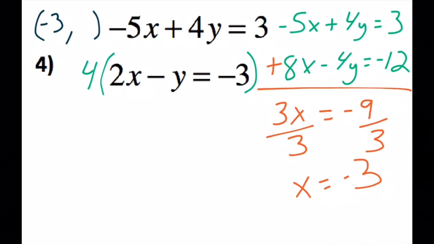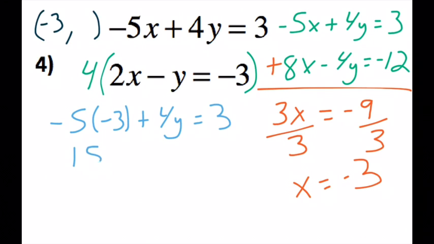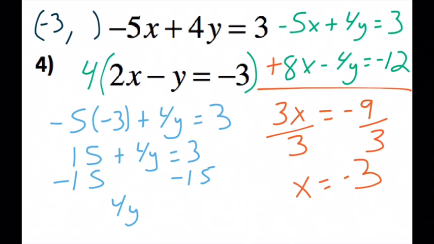Now I'm just going to plug negative 3 back in. I'll go ahead and just do it to the top because that's what I've been doing the whole time. Negative 5 times a negative 3 plus 4y equals 3. So I have 15 plus 4y equals 3. We're going to subtract 15 from both sides, so I get 4y equals negative 12. Divide both sides by 4, and y equals negative 3. So my y value is also negative 3.